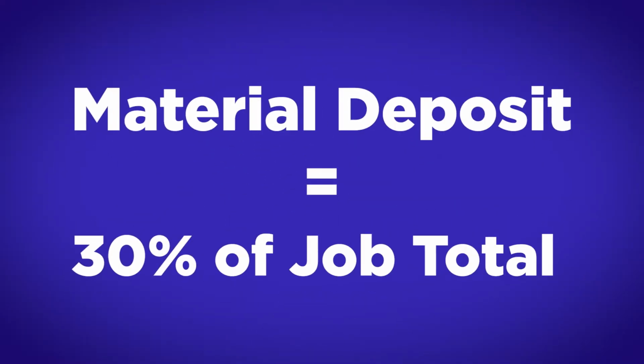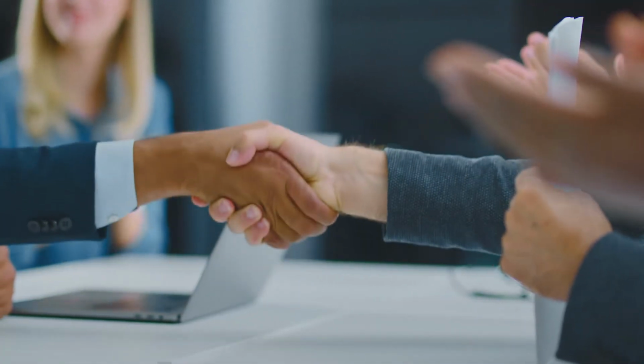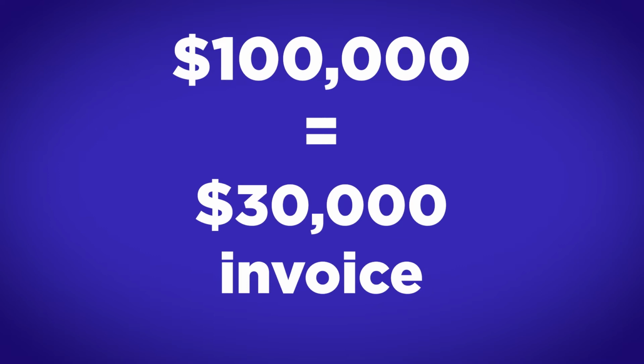We usually charge around 30% of the job total for a material deposit. And that is once we sign subcontractor agreements, once we order all the hard building materials for your transformation, that is when we invoice you that 30%. So if you're doing a $100,000 job, it's going to be about a $30,000 invoice that you're going to be getting first.